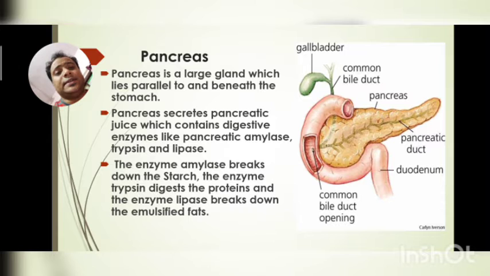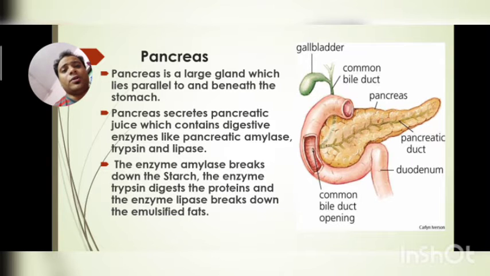Now moving to another organ, the pancreas. See how the pancreas helps. The pancreas is a large gland after your liver, and it lies below the stomach. This is a dual gland. What do we mean by dual gland? A gland which acts as both an endocrine gland and an exocrine gland is called a dual gland.